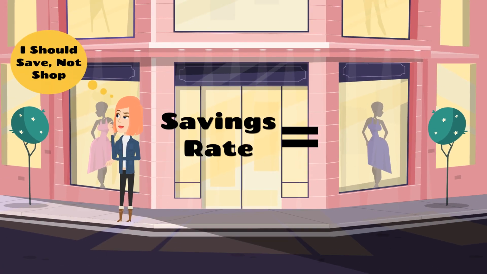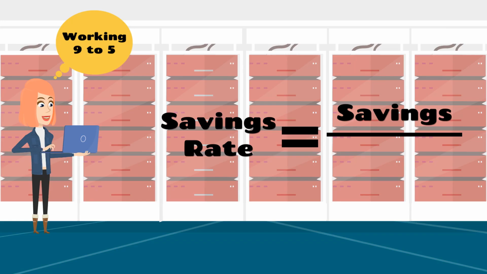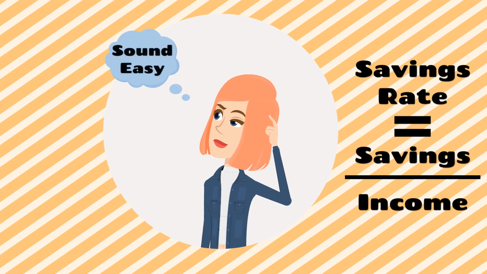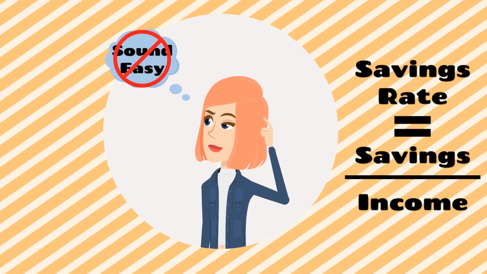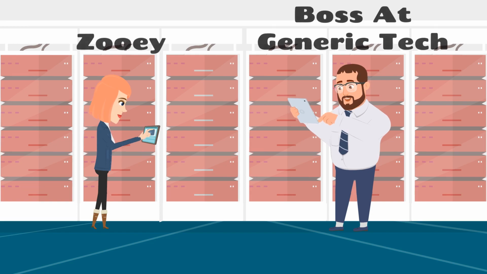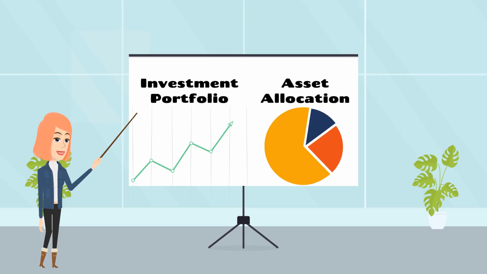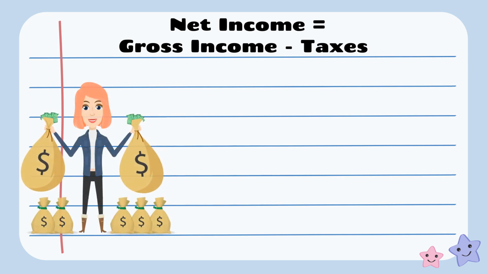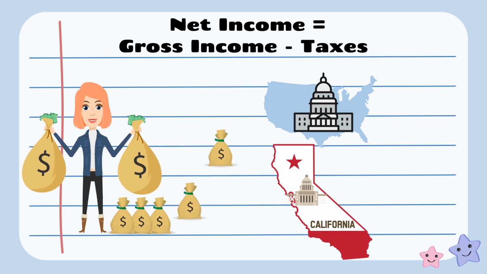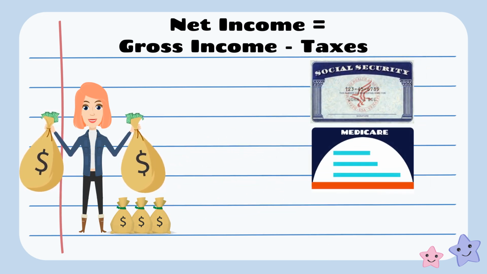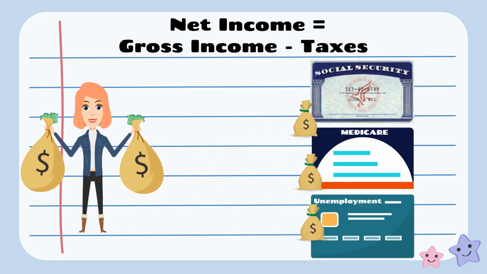Your savings rate is calculated by dividing your savings by your income over the same period of time. Does this sound easy? Well, there are many nuances to this calculation. Let's start with income, which can be from your job with an employer, your own business, or through investments. However, we will not be taking your gross income. We use net income after federal and state income tax. Social Security, Medicare, and unemployment tax are also removed.